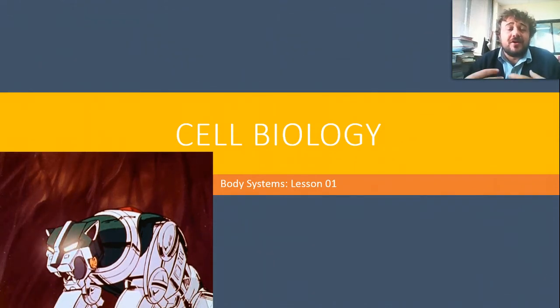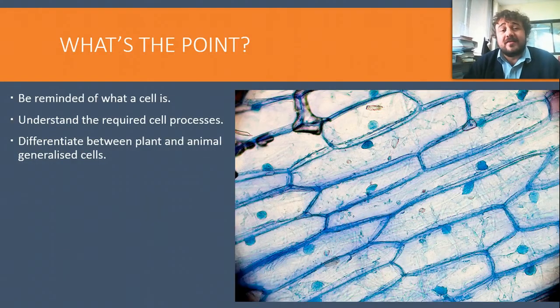This is where we're going to learn about how all the different parts of the body work together to make a complete organism. Okay, so what's the point? Today we're going to get a reminder of what a cell is. We're going to understand basically required cell processes, so what's needed to happen in a cell, and we're going to differentiate between plant and animal cells. And we're talking generalized cells, so when we show diagrams of cells, it will usually be a generalized cell, which means it's roughly the same as all of the others with slight variations.